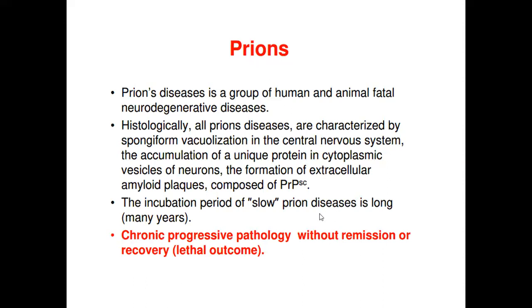Prion disease is a group of human and animal fatal neurodegenerative diseases. Histologically, all prion diseases are characterized by spongiform vacuolization in the central nervous system, the accumulation of a unique protein in cytoplasmic vesicles of neurons, and the formation of extracellular amyloid plaques composed of prions.